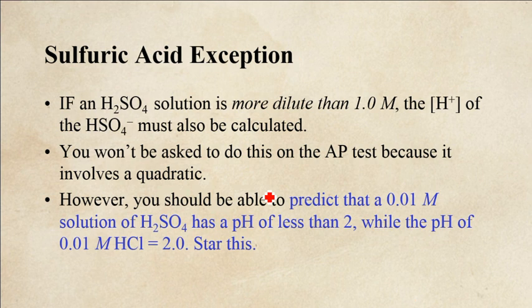You should logically be able to predict that the 0.01 molar solution of sulfuric acid has a pH of less than 2, while a 0.01 molar hydrochloric acid has a pH of exactly 2. And I want you to star this because we want to get you understanding why this is. The quick and obvious reason is just to state that, well, sulfuric acid is diprotic, so it's going to be more acidic than hydrochloric acid. That's true, but there's some more specificity to that.